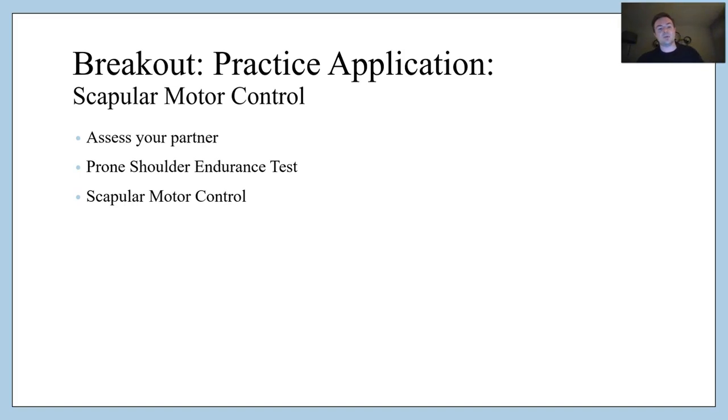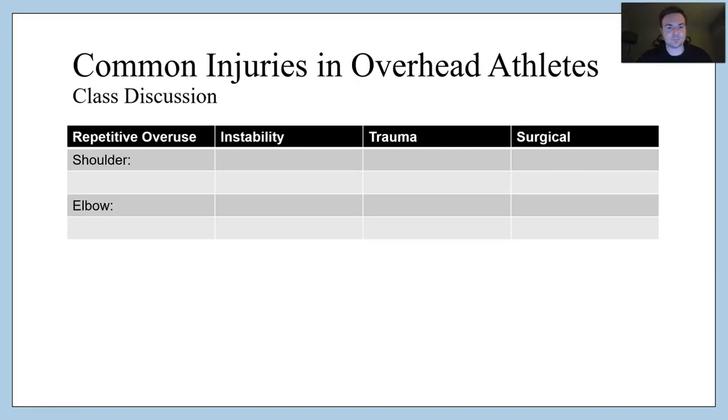So again, we'll break out. We'll do some scapular motor control testing, which will be pretty fun, I think. Here are some different tables I want you guys to fill out before you come to class, because I'll ask you guys about these different things. So common injuries in overhead athletes. I want you guys to think about repetitive overuse injuries in the shoulder and elbow, instability type injuries, trauma, surgical. I want you guys to try to fill out this chart.